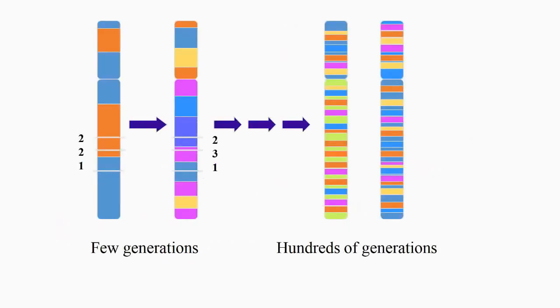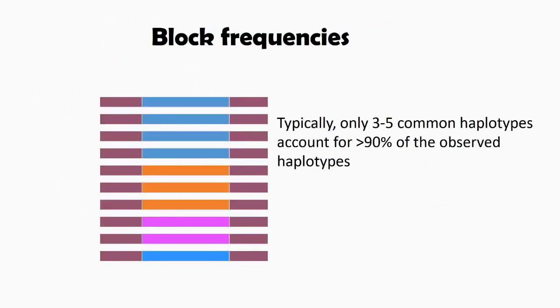Continuing, this slide shows the different formation of haplotypes after a few and hundreds of generations. And this is the block frequencies regarding haplotype formation. As we mentioned, there are only 3 to 5 common haplotypes, accounting for greater than 90% of observed haplotypes.